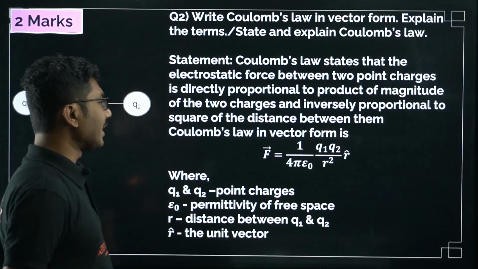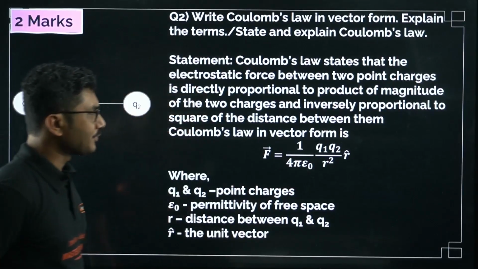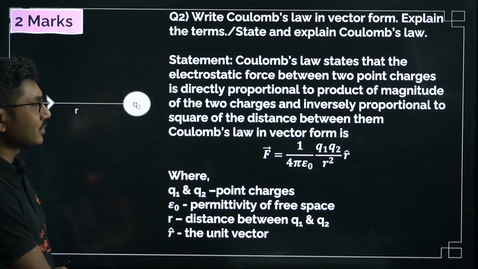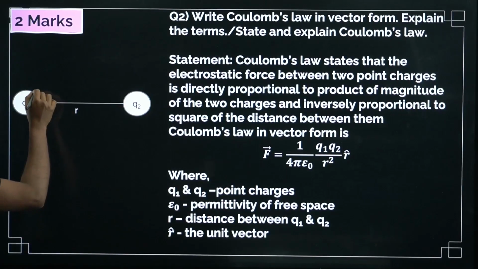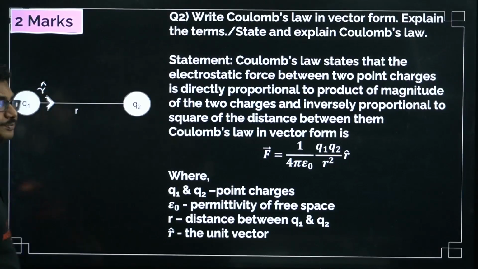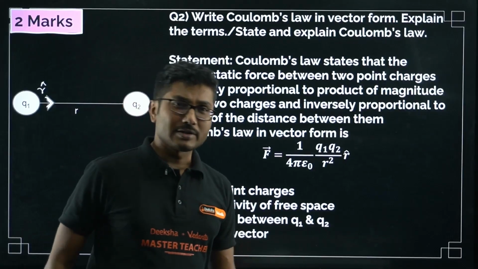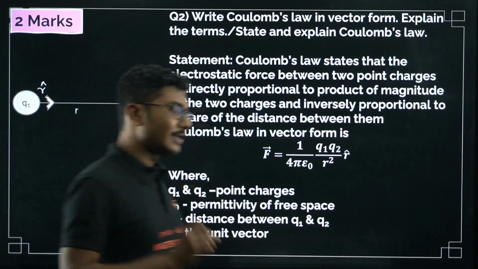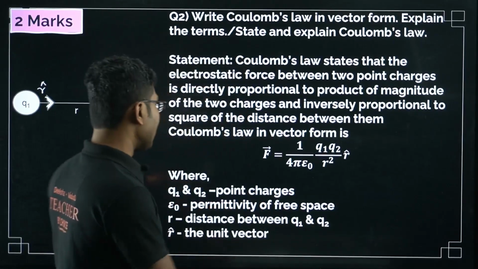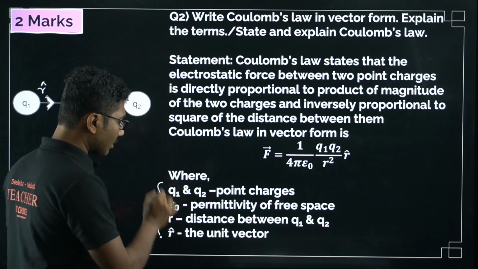Coulomb's law in vector form is written as F vector equals 1 by 4 pi epsilon naught q1 q2 by r square r cap. You have to draw a diagram like that, and then you have to show this is the r cap direction. There is another diagram given in your textbook, and the formula and values given in the textbook are slightly different. That is also acceptable, but in this case, you have to write it this way, and you have to mention what all the terms are.